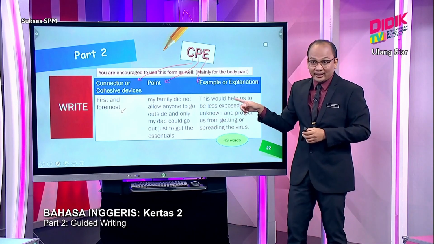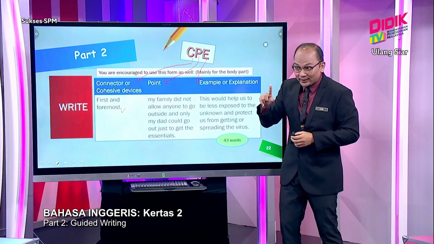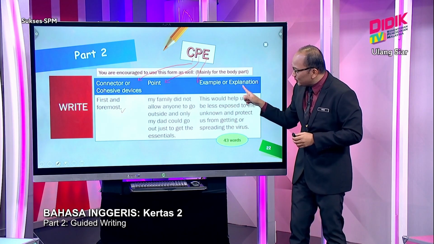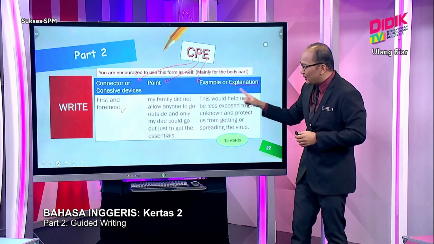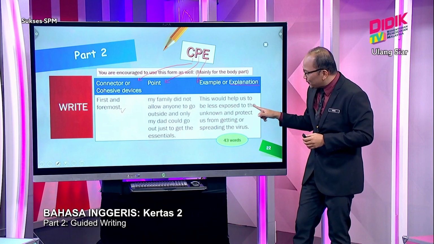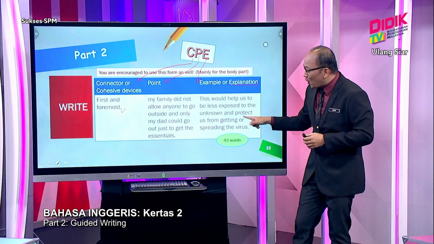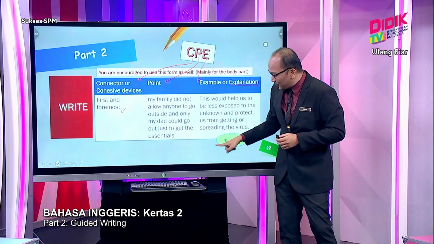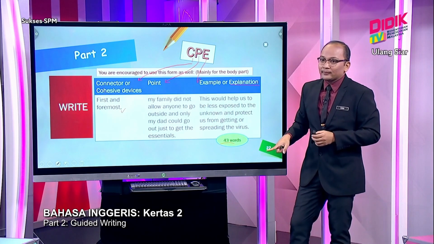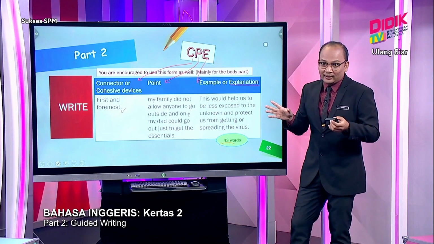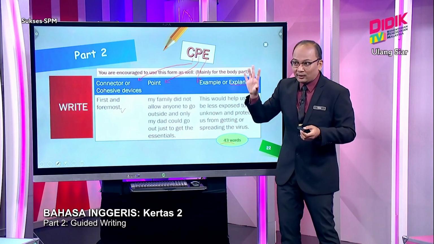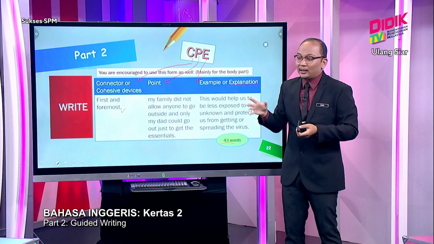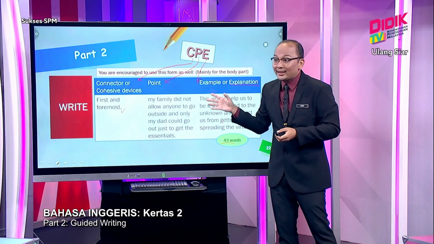Which is the step taken, which is answering the prompts. First prompt, example or explanation. So the answer is included for the explanation part. This would help us to be less exposed to the unknown and protect us from getting or spreading the virus. So with these suggestions, using this PE, you got around 43 words. So an estimation around that number. Another one for the body, around 40. And then for interaction, another 40. And then maybe the conclusion, just another 20. Then it will be around the suggested number, 250.